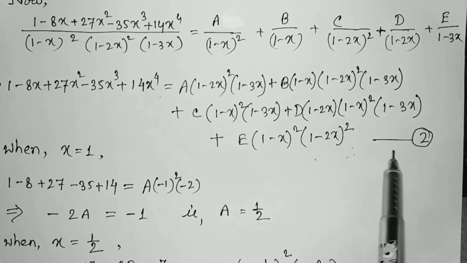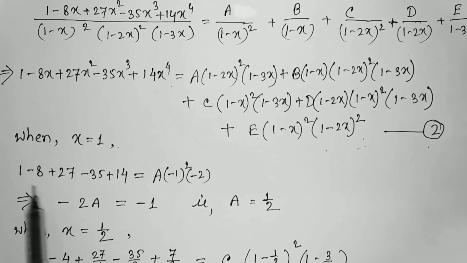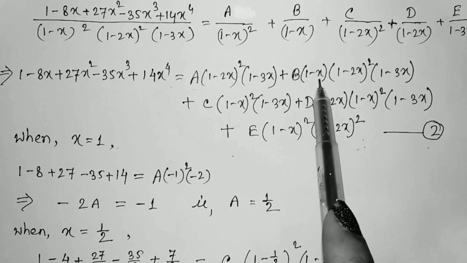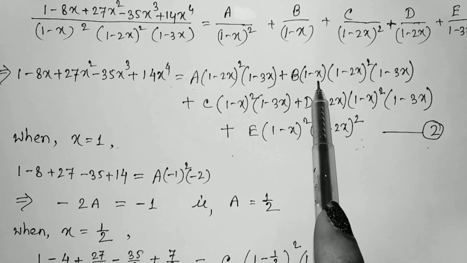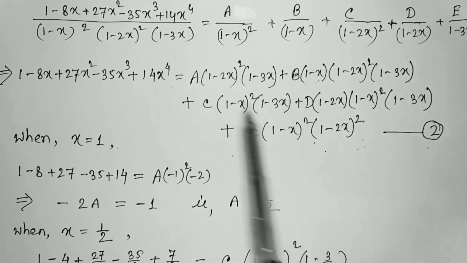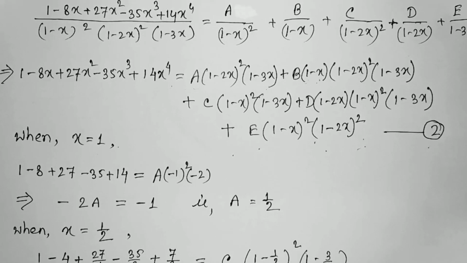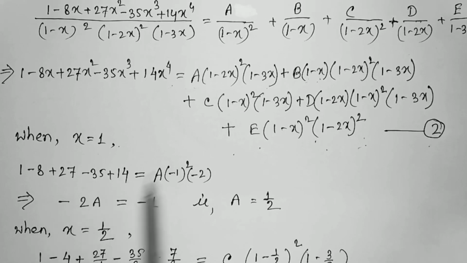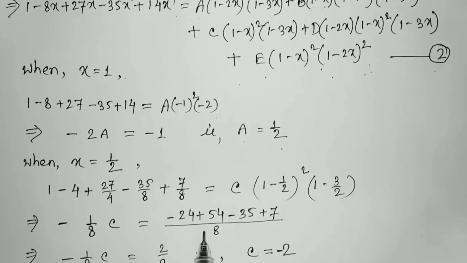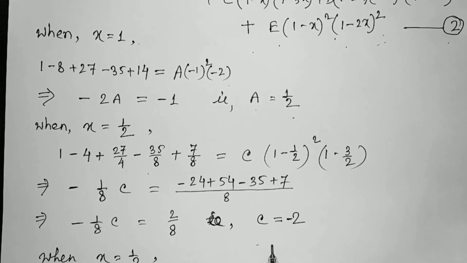Now if this one is said to be equation number 2, then in this equation if we put x equals 1, we will find that except this term all the terms are 0, because the factor 1 minus x is there. When x equals 1, all terms which contain the factor 1 minus x vanish, except the first term. So if we substitute x equals 1, we find a equals 1 by 2. Similarly, when we substitute x equals 1 by 2, we find the value for c equals minus 2.